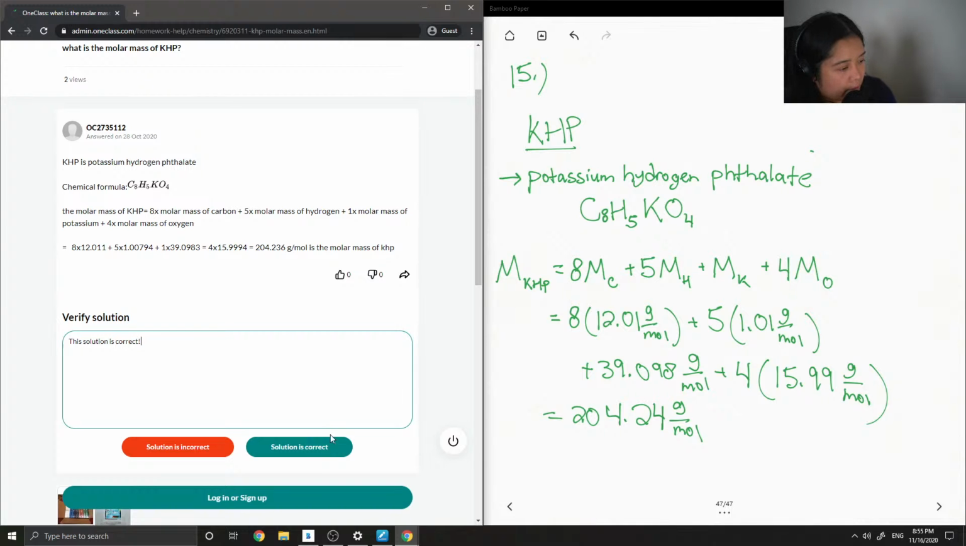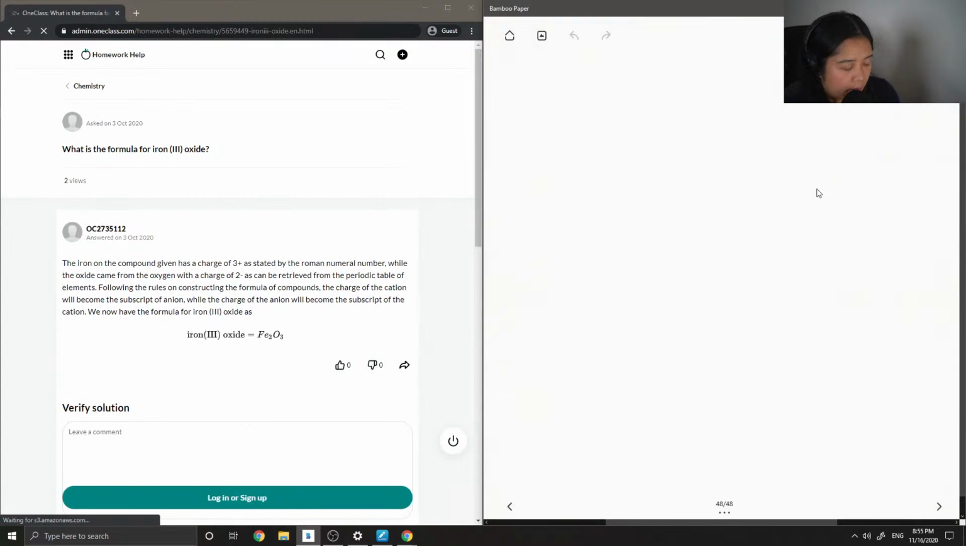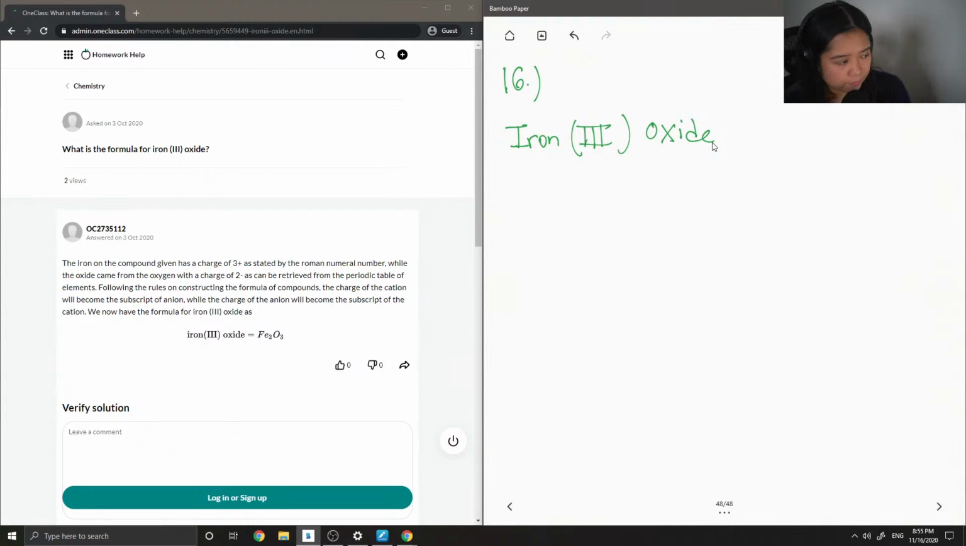Okay, so I think we have time for one more question. Question 16 asks, what is the formula for iron 3 oxide? So when you have a chemical name that has Roman numerals in brackets, that shows us that the iron has an oxidation state of +3.